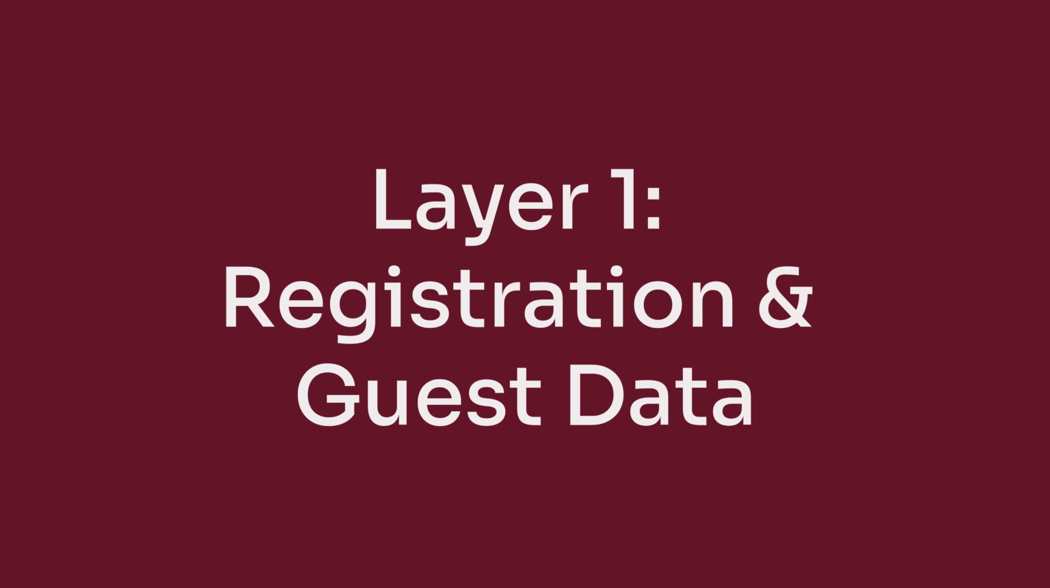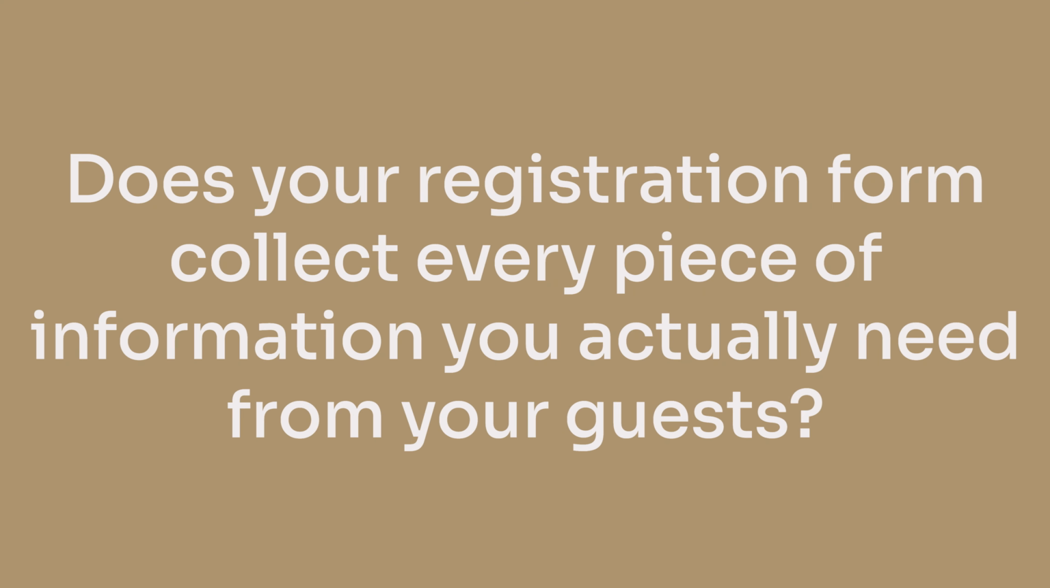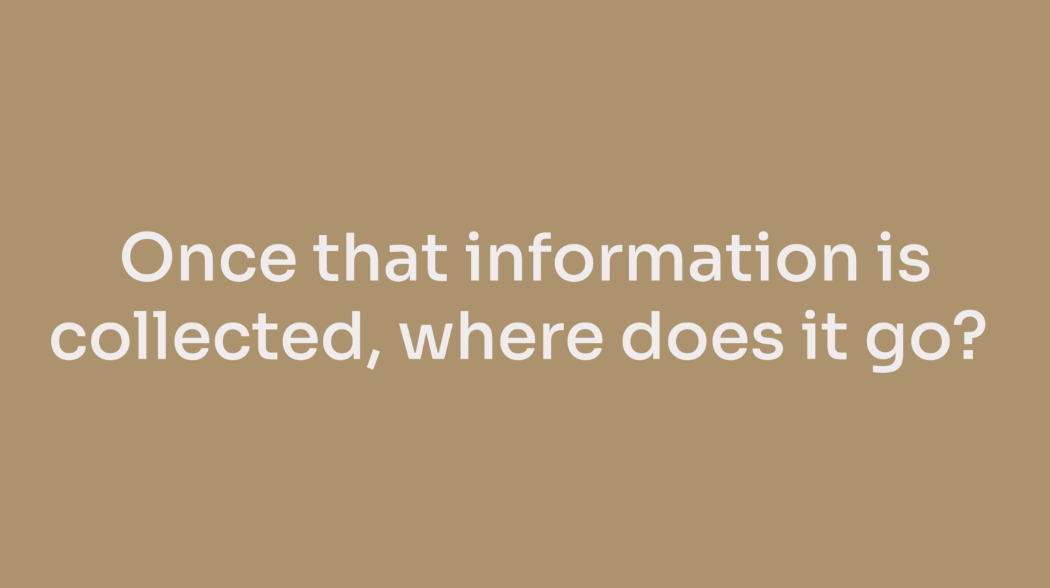Okay, layer 1 is registration and guest data. This is the layer that you're probably the most confident about because it's the first part of registration. It's the one that you built first, but there's more to it than just building a form. So here's what to check. Does your form capture every bit of information that you need to know about your guest? Not just their name and email. We're talking dietary restrictions, session preferences, accessibility needs, and travel details if that's relevant. Whatever information you need, your form should be collecting this up front and not through follow-up emails.